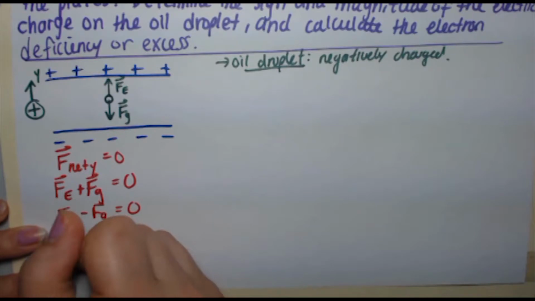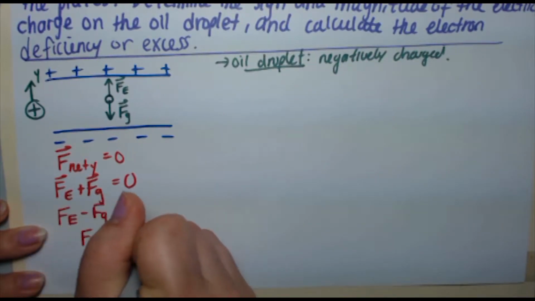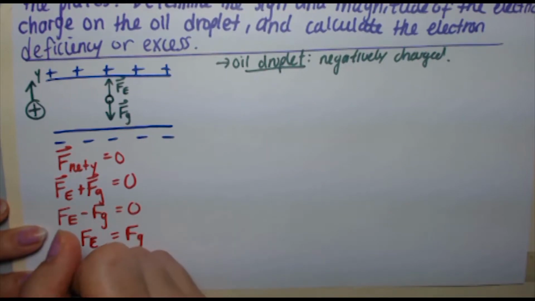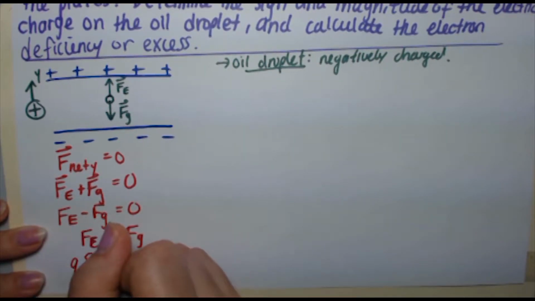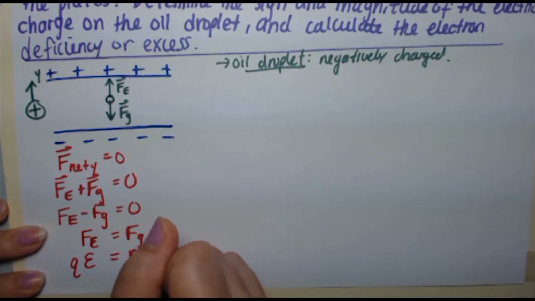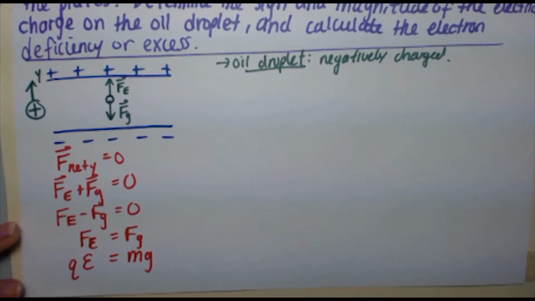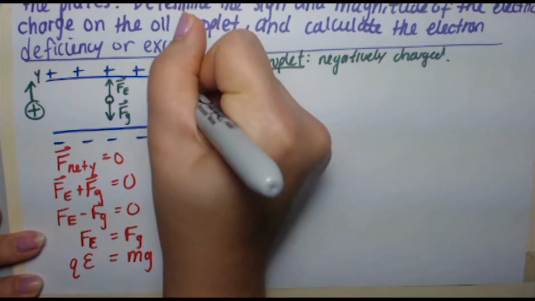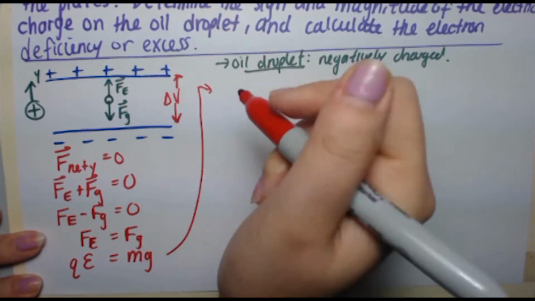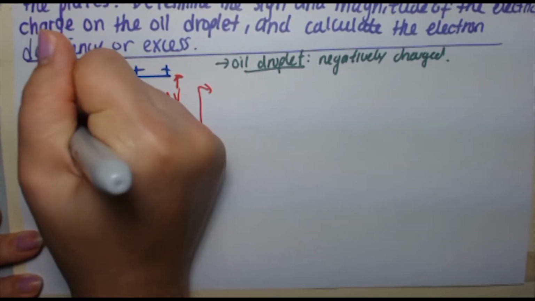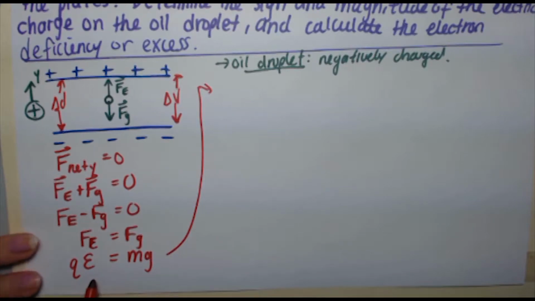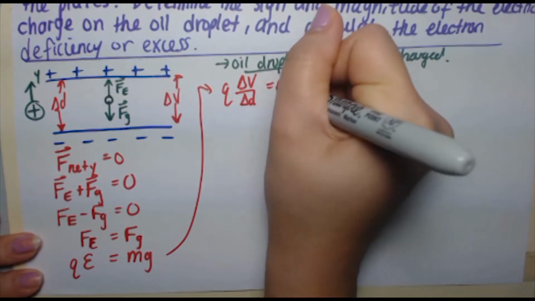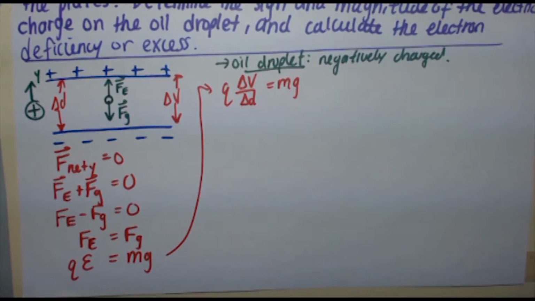Now I'm going to go ahead and take Fg to the right side to simplify this. Fe equals Fg. And I know that the electric force is given by the charge times the electric field E. Fg is just mg. Now the nice thing is when you're working with parallel plates, because there is a potential difference between the plates, delta V, right? And there's also a separation distance between the plates, delta d. The electric field between two parallel plates can actually be rewritten as delta V over delta d. And that is what is a game changer in this problem.